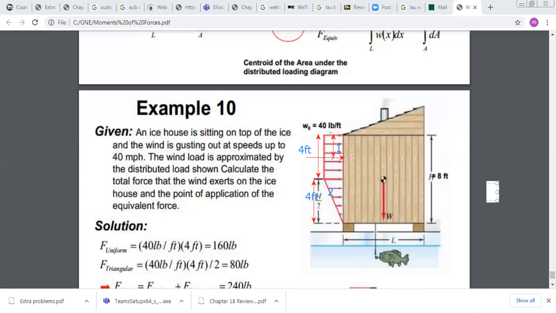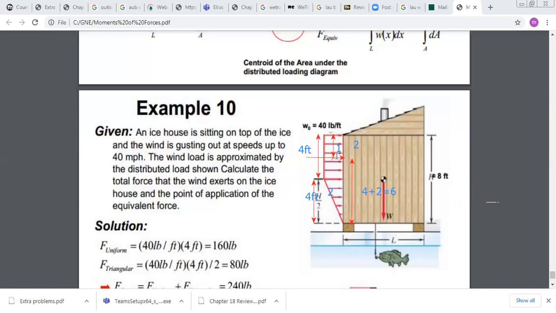Okay? So the distance from the bottom to the centroid is 4 plus 2. So here it's 2. And here it is 4 plus 2 equal to 6. Okay? So now I know the location of the force that will replace the rectangular load. Now what about the resultant?